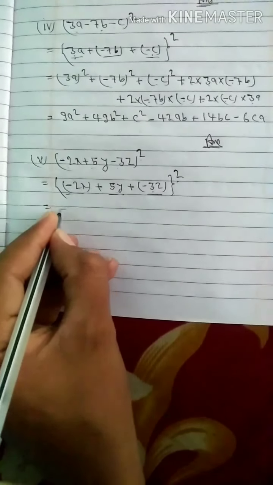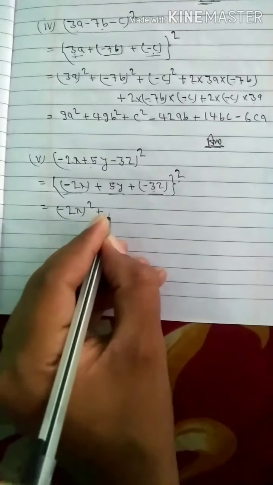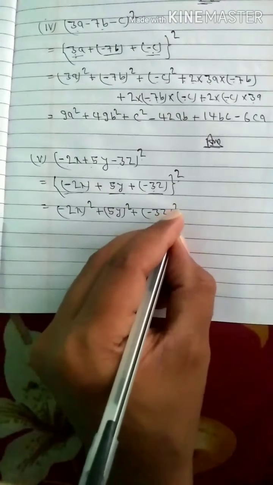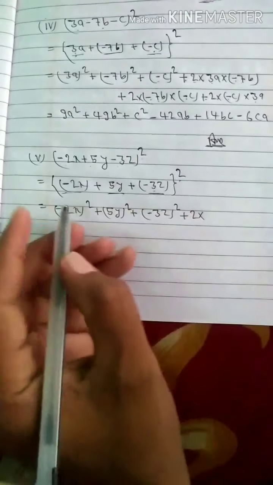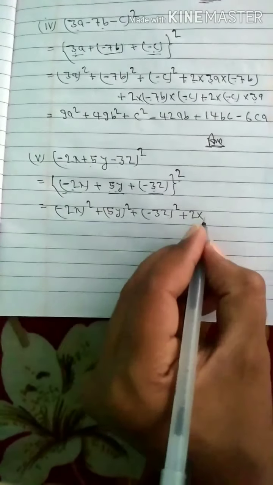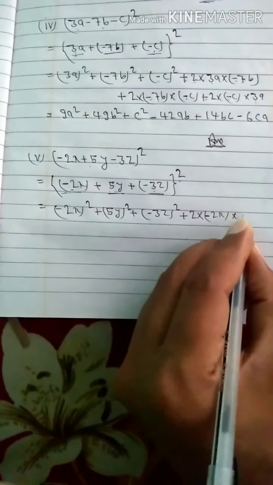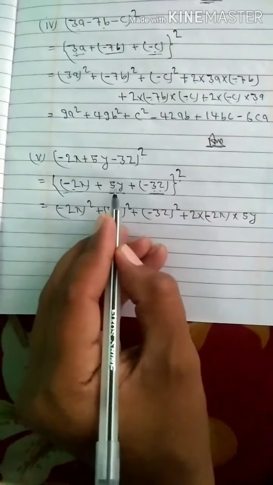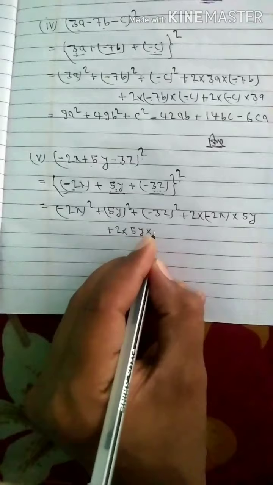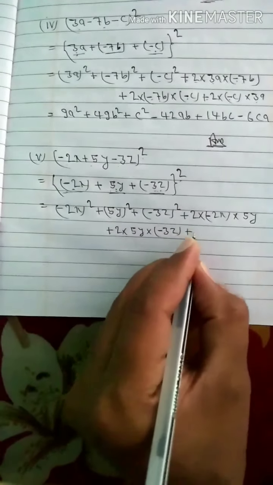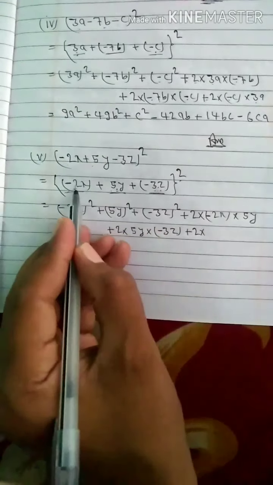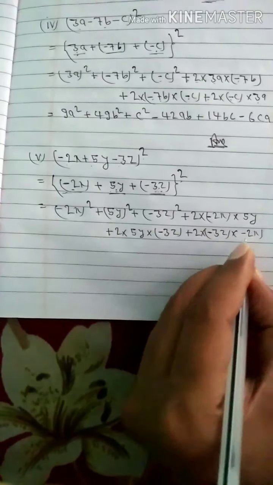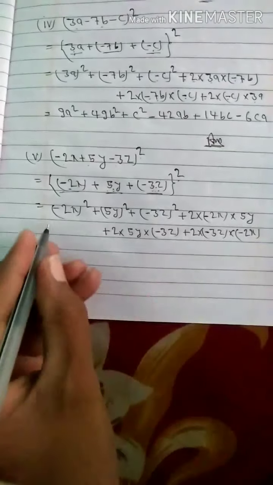So now a square, (−2x) whole to the power 2, plus b square, (5y) whole to the power 2, plus c square, (−3z) whole square, plus 2ab, so 2 into a into b, −2x into 5y, so −2x into 5y, plus 2bc, so 2 into b into c, 5y into −3z, plus 2ca, so 2 into c into a, so −3z into −2x. And now simplify this.